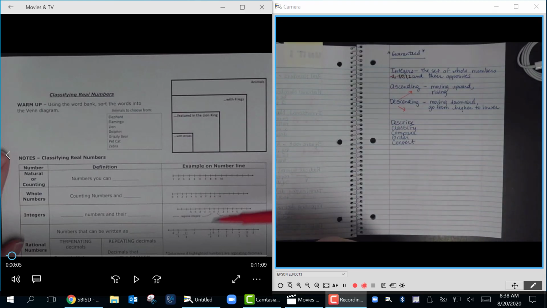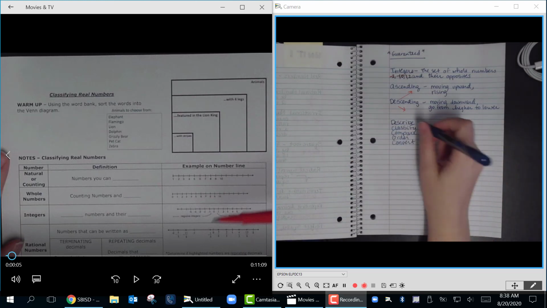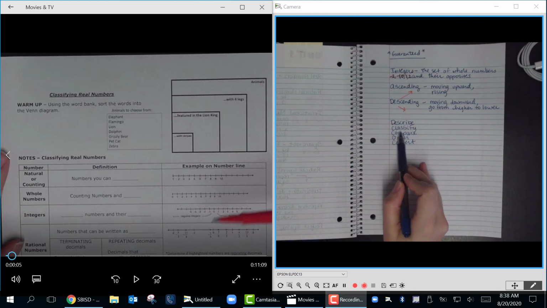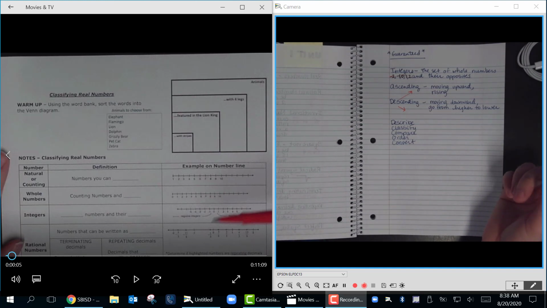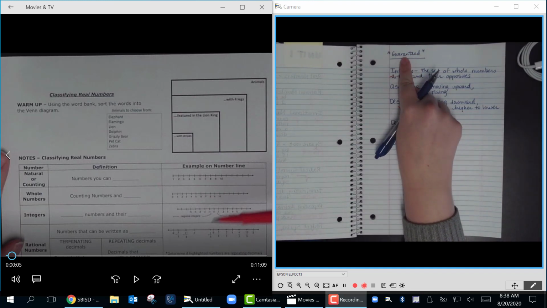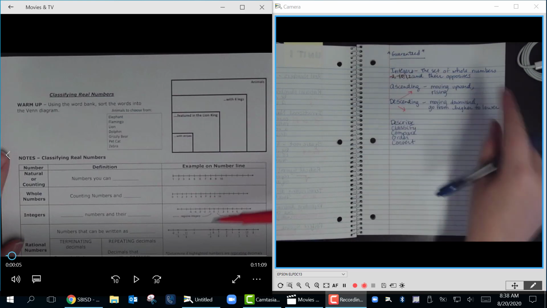And then the third column is cognitive words, words like describe, classify, compare, order, convert. Those are like what we'll be doing in this unit, and if you know what those words tell you to do, you don't have to write those. But make sure you're writing the words for the guaranteed vocabulary.